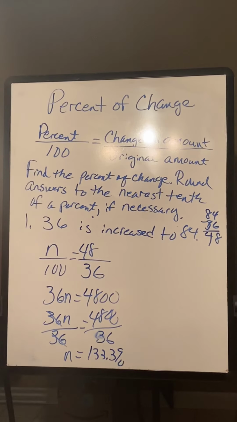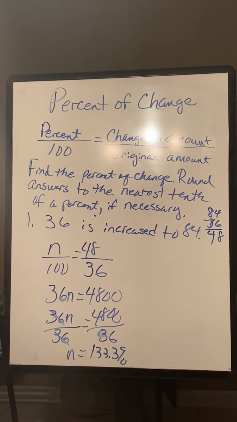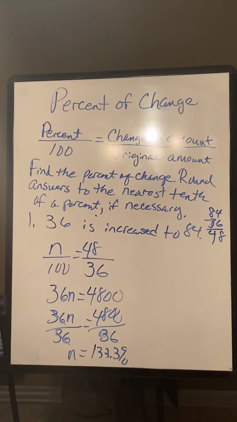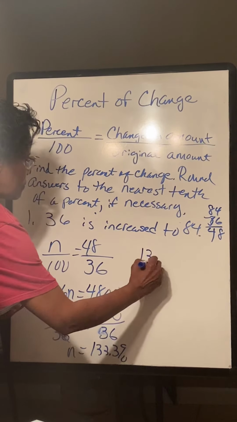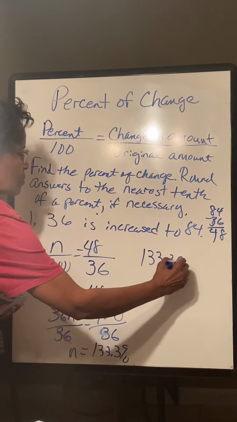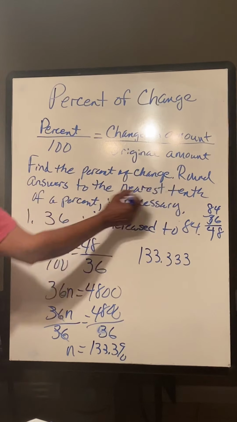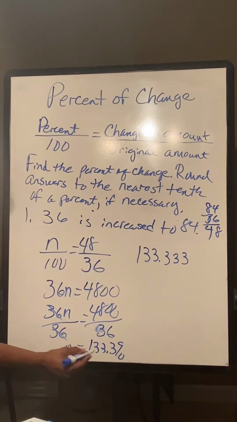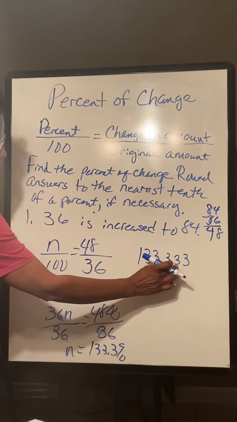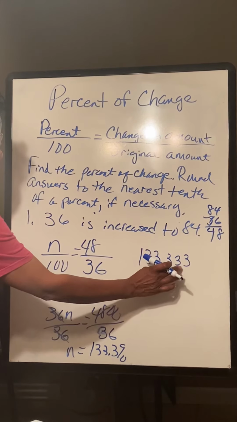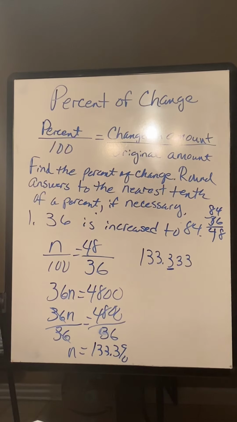133.3%, okay? Because when you use your calculator and you take that 4,800 and divide it by 36, that is what you see on your calculator. And the instruction said round to the nearest tenth. Well, remember, you need to identify tenths place. This is tenths place. The digit to the right of it is less than 5, so that means that 3 remains the same. So that is how we got that 133.3%.